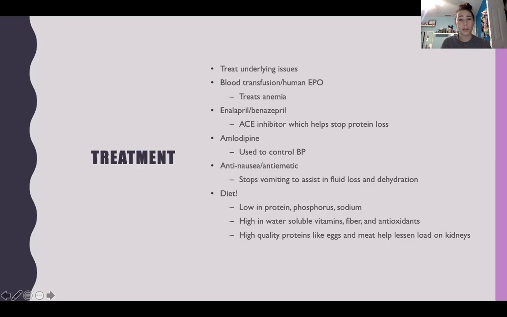The main treatment for chronic kidney disease is diet. So diets low in protein, phosphorus, and sodium, and then high in water soluble vitamins, fiber, and antioxidants. It is important when choosing a diet for a CKD patient that you choose one with high quality proteins. Low quality proteins cause the kidneys to work harder, so eggs and meat will help lessen the load on kidneys.